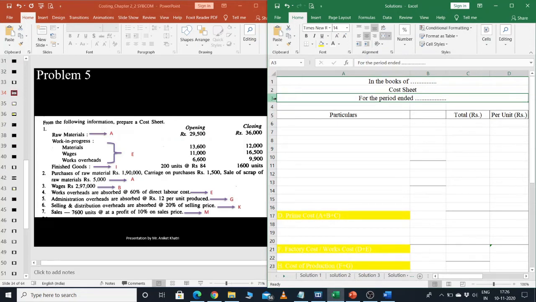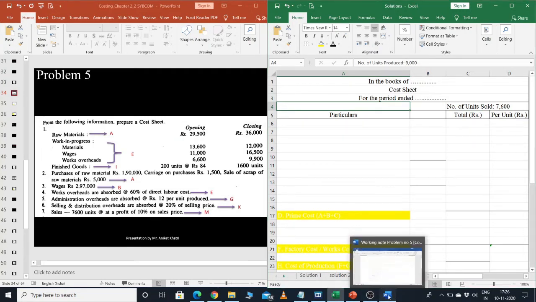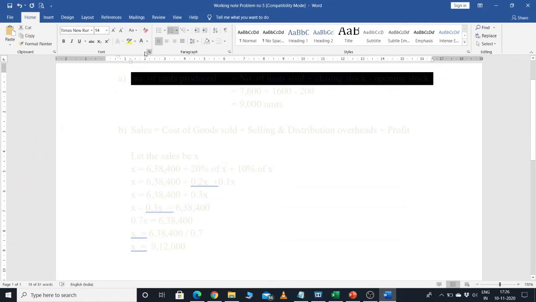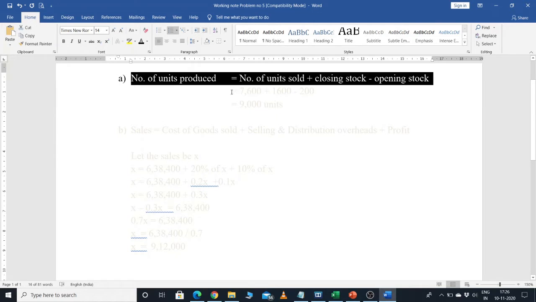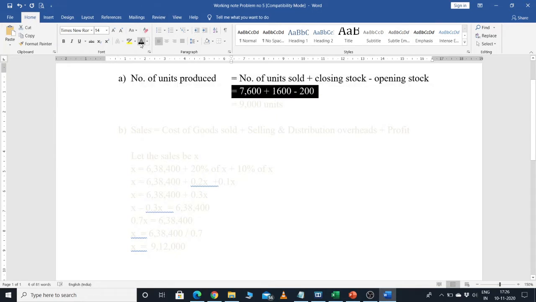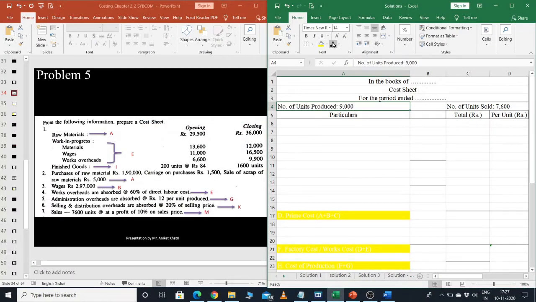First, as usual, we need to write number of units produced and number of units sold. Now here they have already mentioned number of units sold, that is 7,600 units. Okay, so number of units sold 7,600, but we need to calculate number of units produced. So we know the formula: number of units sold plus closing stock minus opening stock. So I'll just put the figures into that: 7,600 plus 1,600 minus 200. This gives the number of units produced, that is 9,000. So I'll write here number of units produced 9,000.